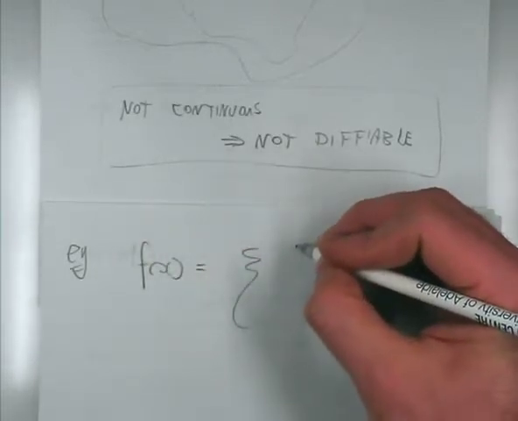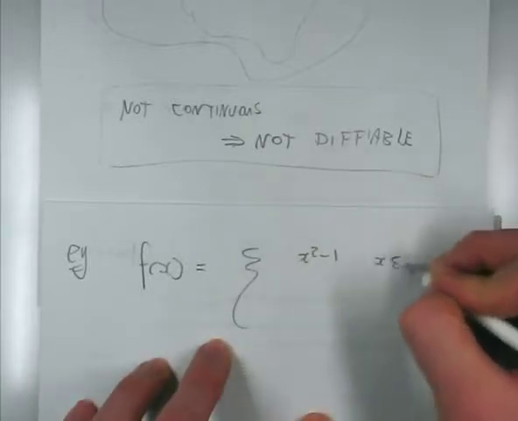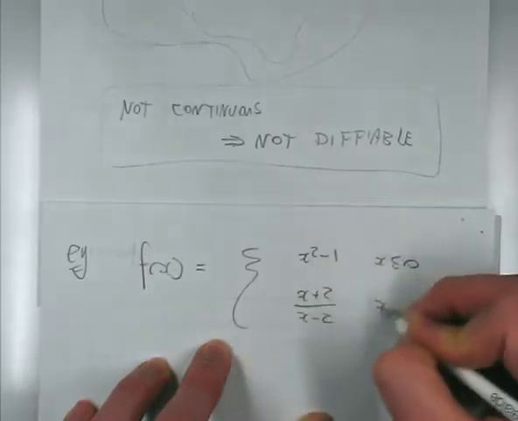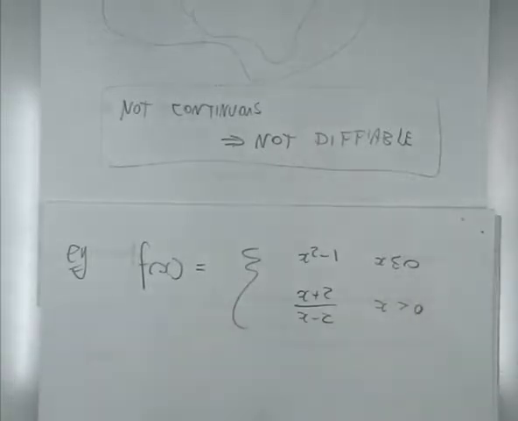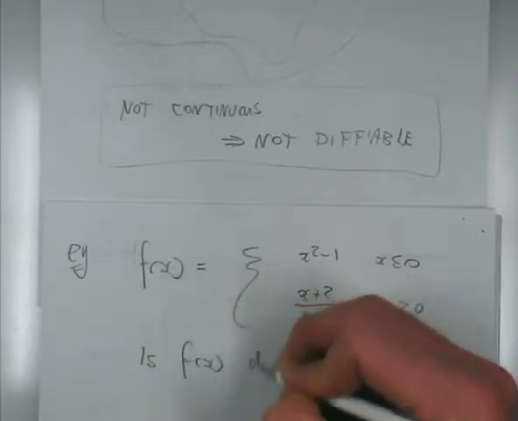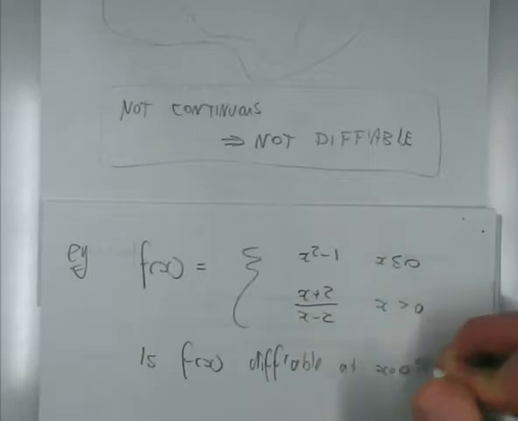let me use the function I did before. I'll just cut it down a bit. Just that function. It's x squared minus 1 below 0. It's x plus 2 over x minus 2 above 0. And we showed earlier that that's actually continuous when x is 0. So, is f of x differentiable at x equals 0?